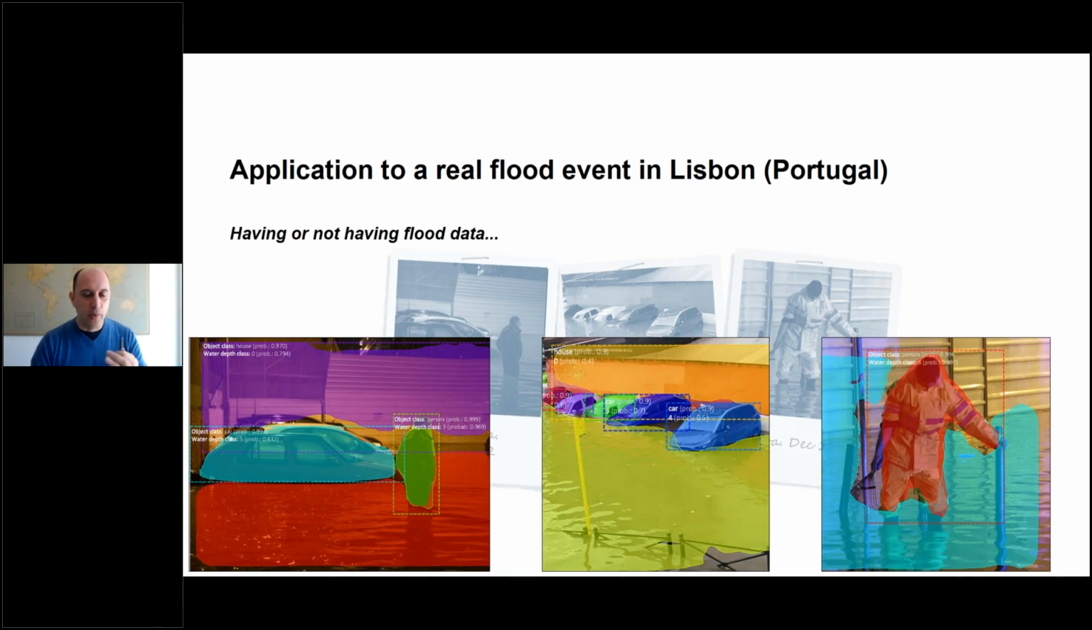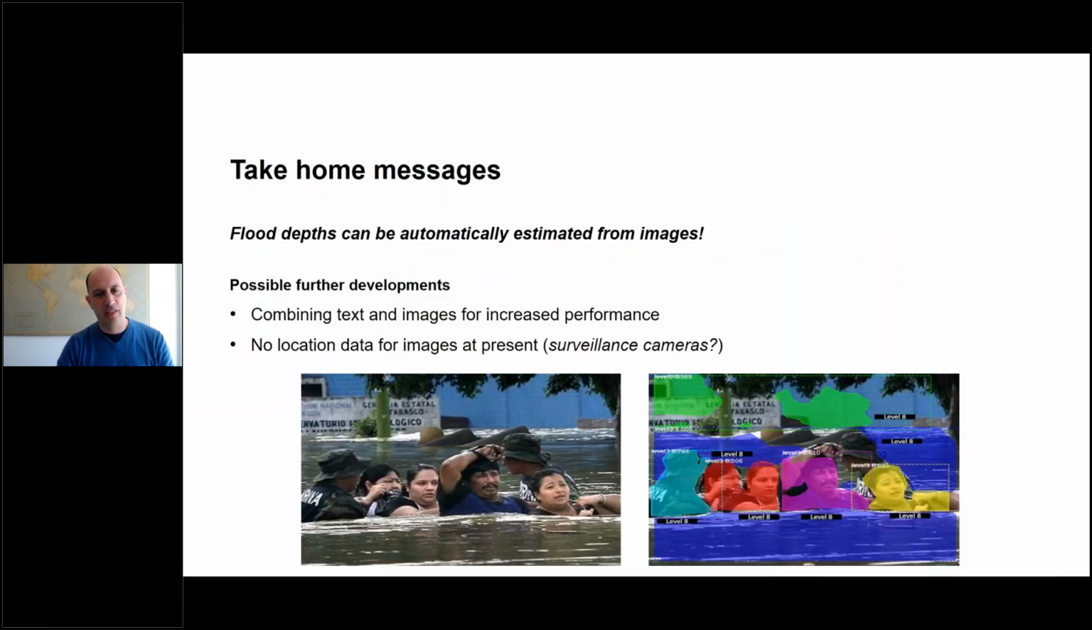So without these things, nobody knows exactly what the water depth was in these images. But if we can rely on images, this alternative data source, we can bring information into flood management and flood modeling. So basically, to finish, I think I can say that we are able to estimate flood depths automatically directly from images. Of course, there are many possible improvements that we can think of.